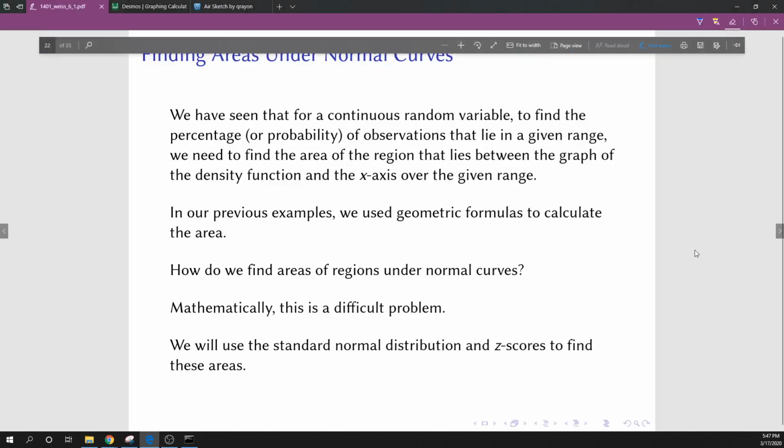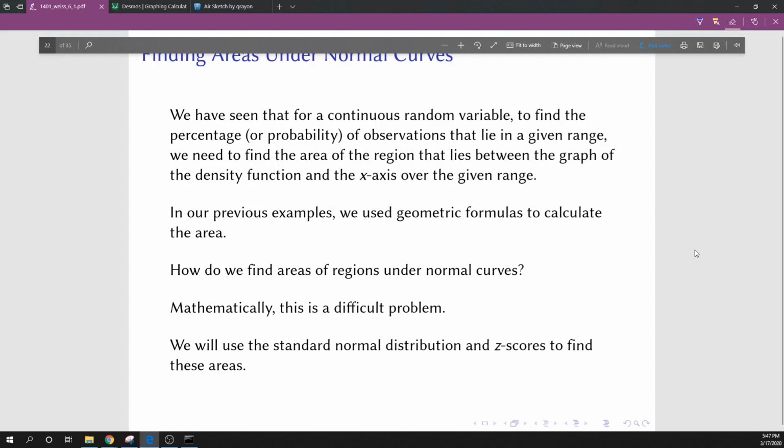All right, in this video, we are going to talk about finding areas underneath normal curves. Remember, we talked about for continuous random variables that finding probabilities or percentages that lie in a given range, what you have to do is find the area underneath the density curve, or the normal curve in this case, and above the x-axis between the given range. And we were using geometric formulas like the formula for the area of a rectangle and the formula for the area of a triangle to calculate those areas previously.